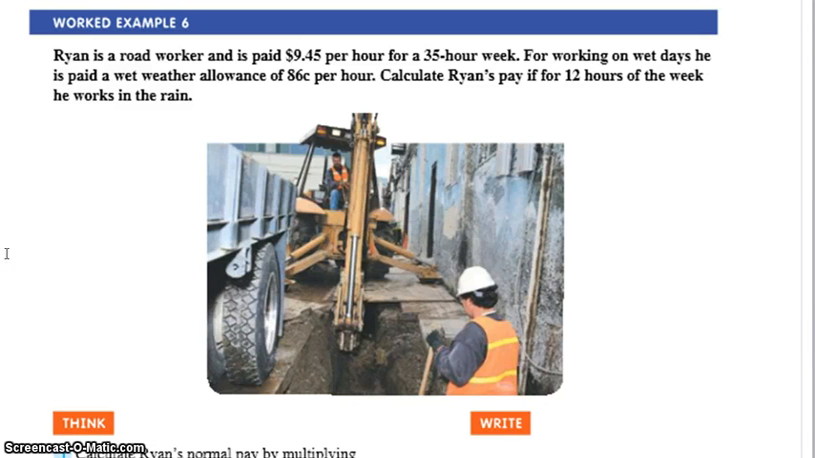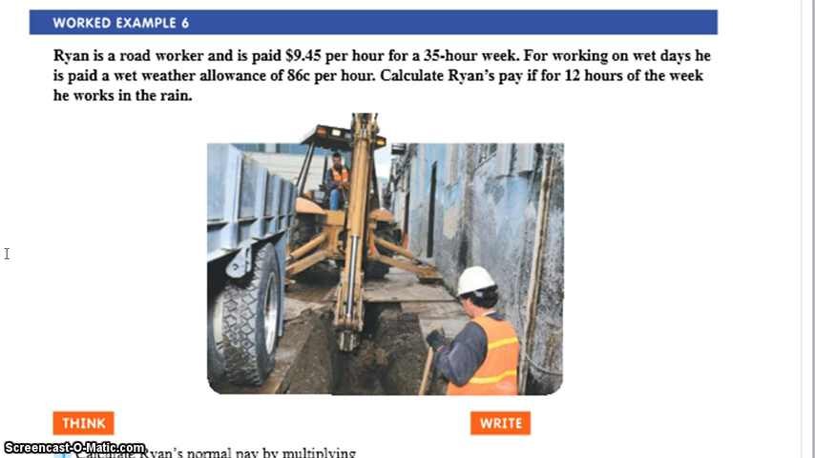All right, in this work example, we've got this road worker who gets paid a certain amount of dollars per hour for his normal work. But when it's wet, he actually gets paid an allowance of 86 cents per hour extra. Okay? So Ryan's a road worker and he's paid $9.45 per hour.